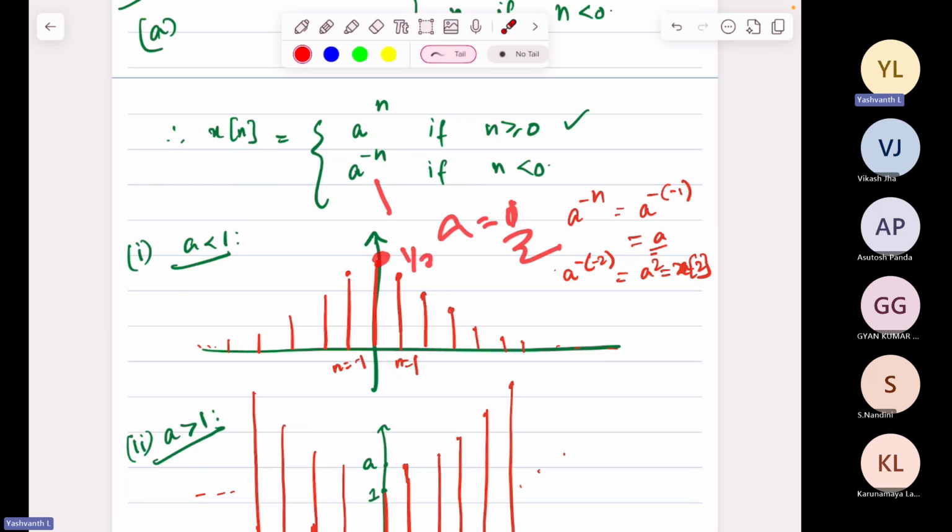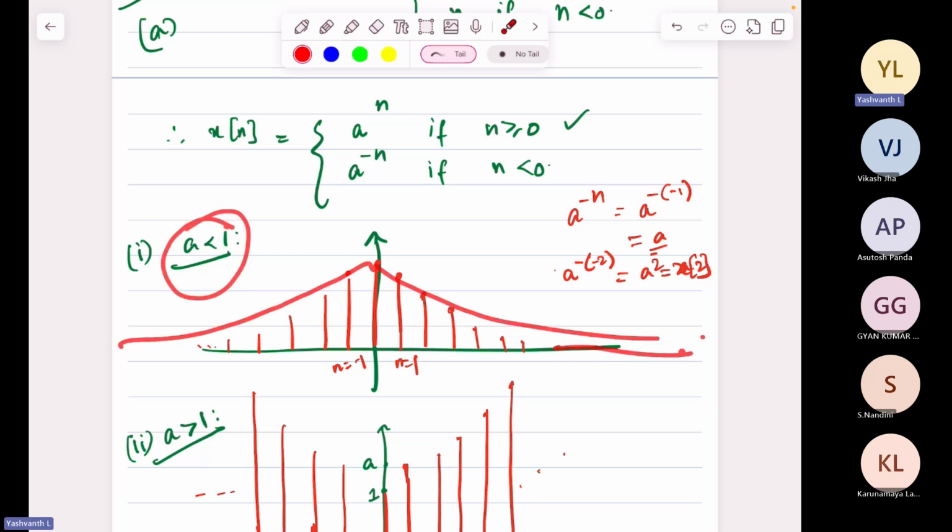Then it is half, then it is 1 by 4, then it is 1 by 8, which is 1 by 2 cube, right? 1 by 8, then 1 by 16, and so on, it will go to 0. The exact amplitude we cannot tell because that depends on the actual value of A. But all we can say is that if A is less than 1, as n goes to infinity, for a very large time index, it will go to 0.